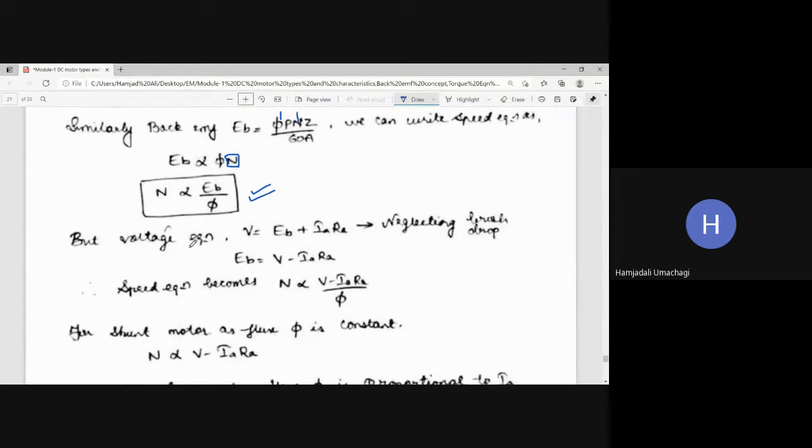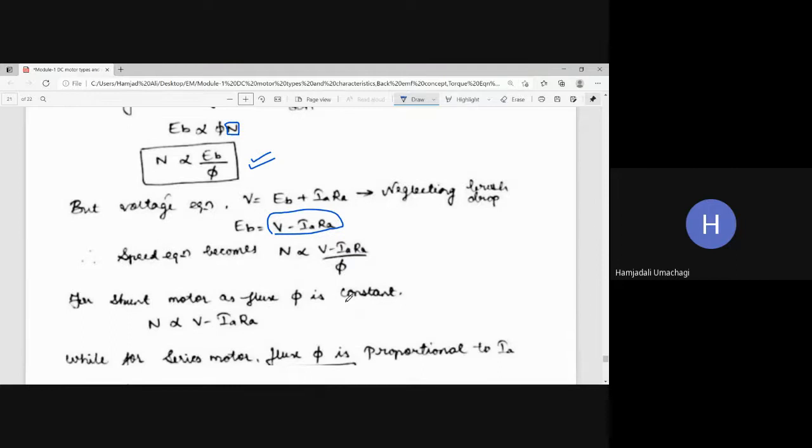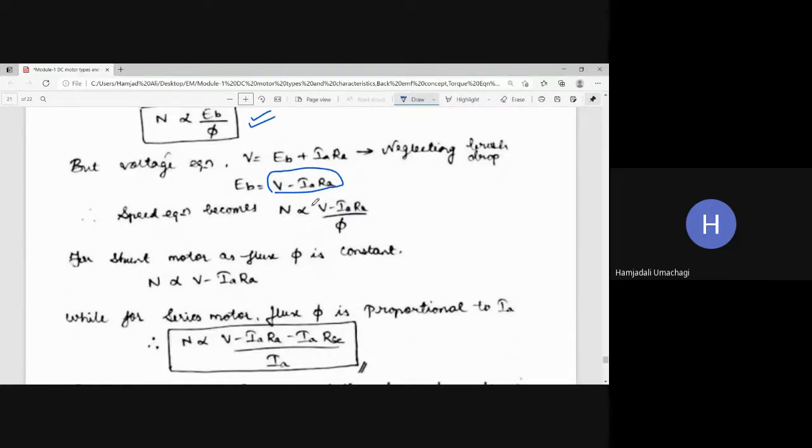But we know the voltage equation for the DC motor is V is equal to Eb plus IaRa. Then Eb becomes V minus IaRa. Substitute this Eb value as V minus IaRa. Then speed is directly proportional to V minus IaRa by φ. In order to control the speed of the DC motor, we make use of this concept.